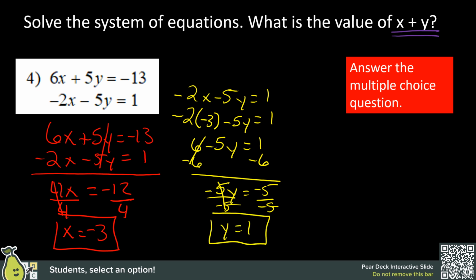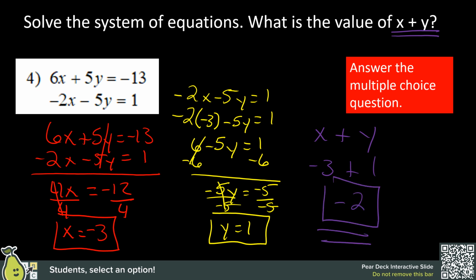But our answer says that we have to do x plus y. So negative 3 plus 1, okay, is negative 2. This is your final answer. Again, you can use Desmos to get your x and your y, but then you want to take those values, add them up, and that's how you get that final value there at the end. Okay, let's go ahead and move on.